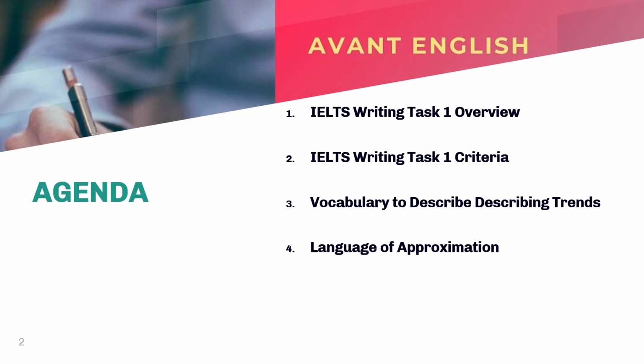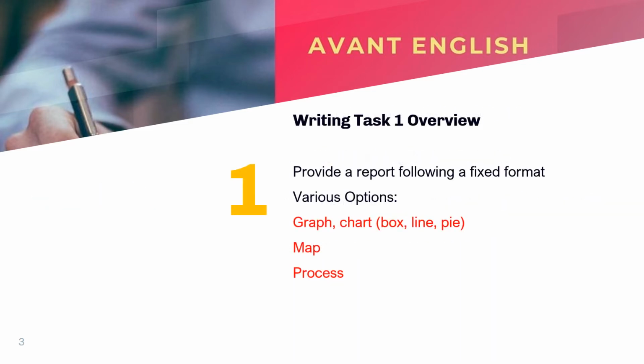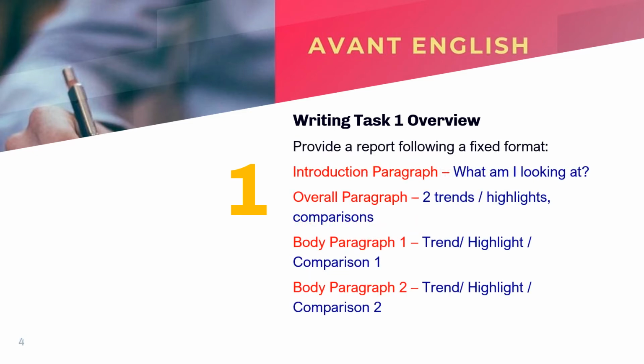Let's get started. Let's start with an overview of Writing Task 1. For Writing Task 1, you're tasked to provide a report following a fixed format, reporting the major features of a graph or a chart or box or line chart or pie chart, a map, or a process. Now, let's review the structure of the Writing Task 1 format. Make sure you follow this report format. Notice there is no conclusion. Provide a report following a fixed format.